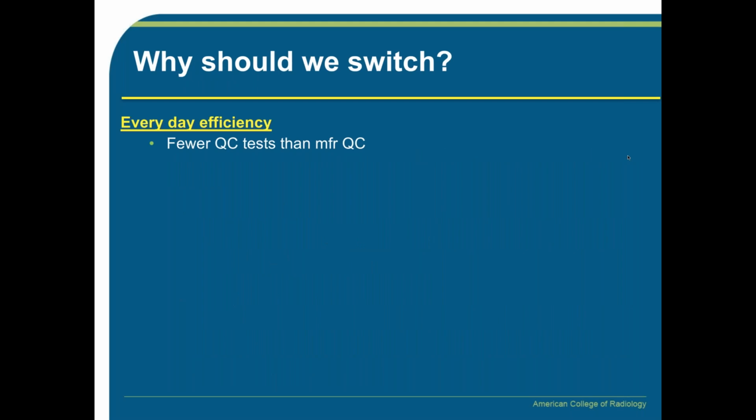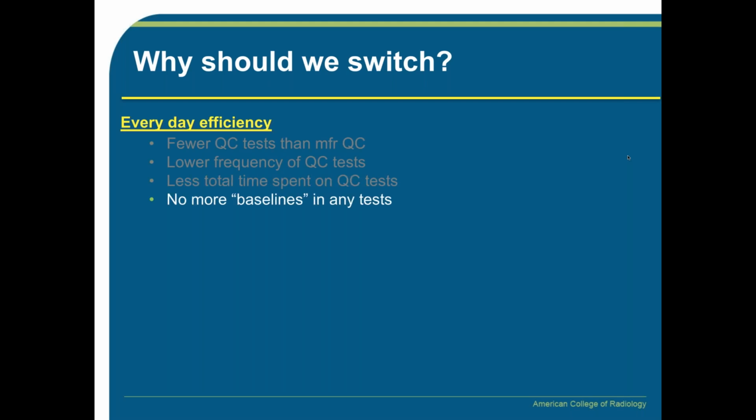So a couple slides on why we feel you may want to consider switching. The first reason is that you would experience everyday improvements in efficiency. The ACR manual has fewer QC tests than most all manufacturer QC tests. The ACR program has less frequent QC tests, and it requires less total time being spent on QC tests. There are no more baselines in any of the tests.